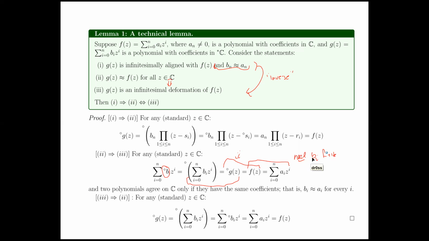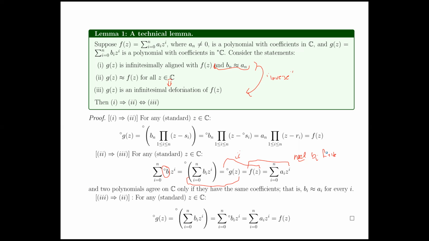So now we know that these two standard polynomials on either end of this equality are equal, because the left-hand side is now a standard polynomial. It's got the standard part of the B sub i's there. And since the polynomials are equal as polynomials, the coefficients have to be equal. And since the coefficients are equal, it means that the B sub i's are infinitely close to the A sub i's for every i. So again, it's just an easy calculation.